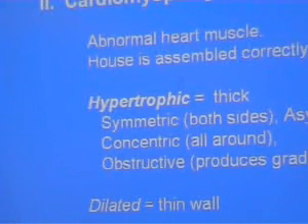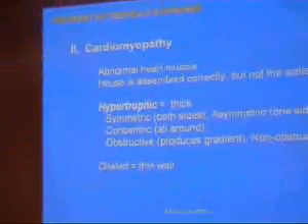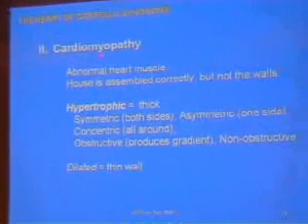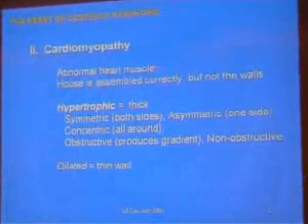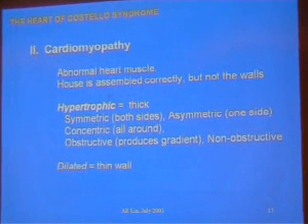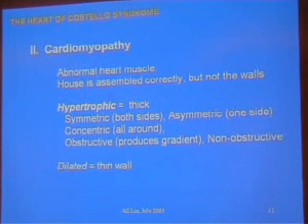Now we're going to switch gears from pulmonary stenosis to this other heart problem called cardiomyopathy. The root here, myopathy, refers to muscle, and in fact, cardiomyopathy refers to abnormal heart muscle. So forget the idea of heart structure, because now we're talking about heart muscle. It means that the house of the heart is assembled correctly, but not the walls. The bottom part, that wall, the pump, is hypertrophic, it's thick. And now this is what can be confusing.